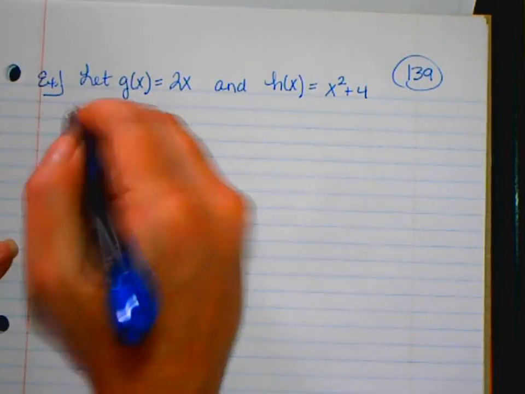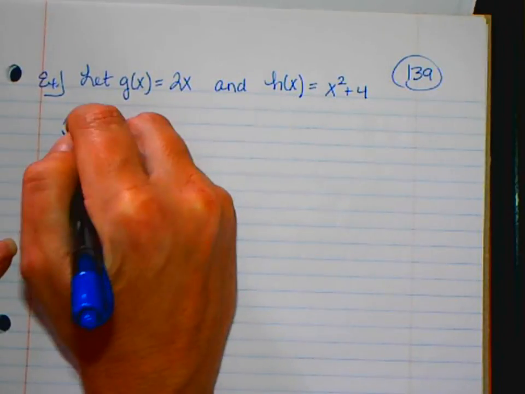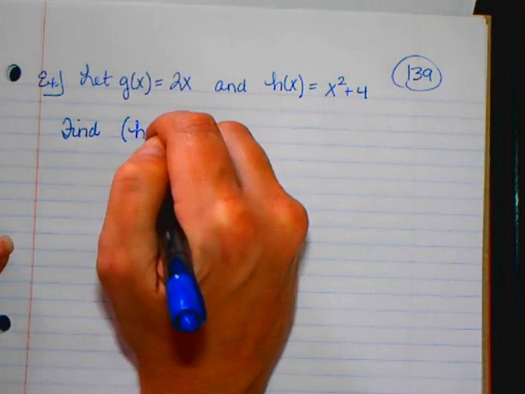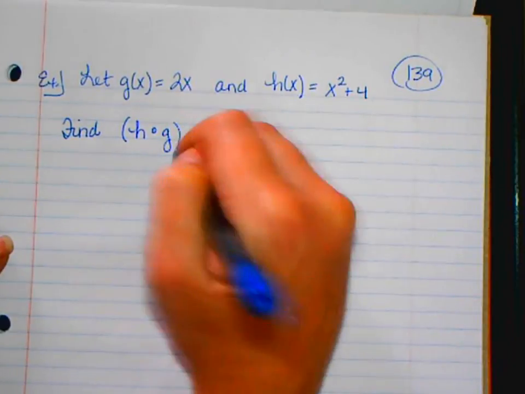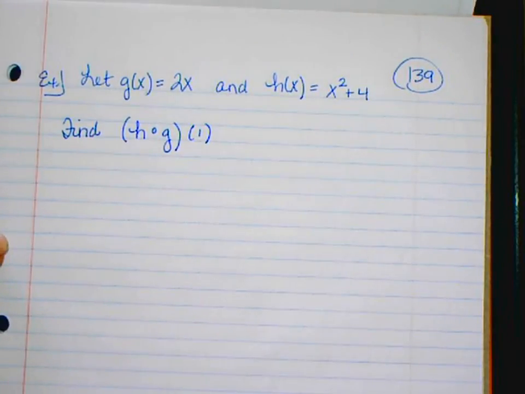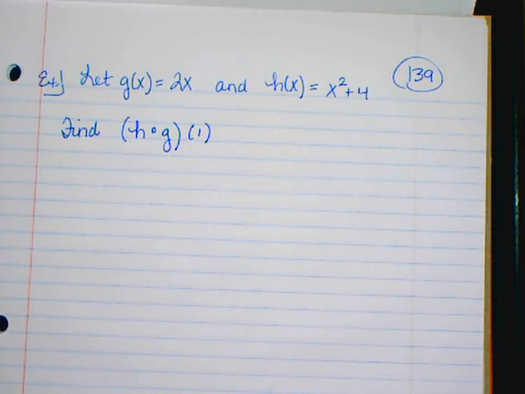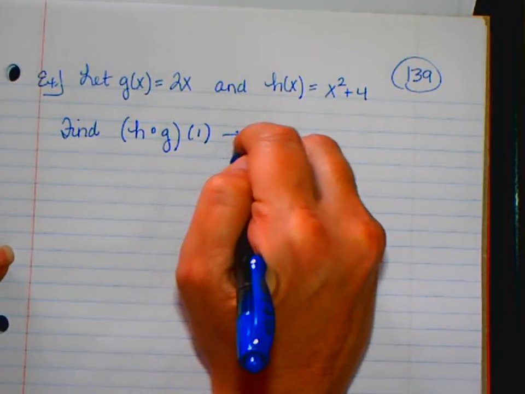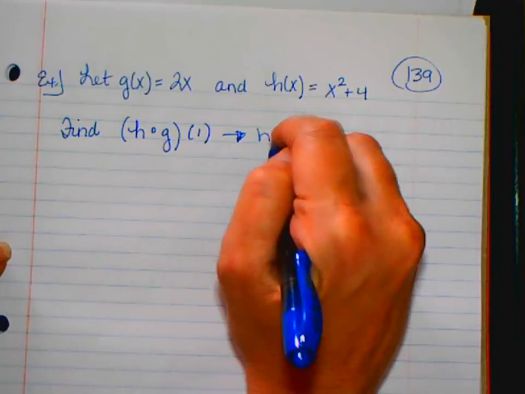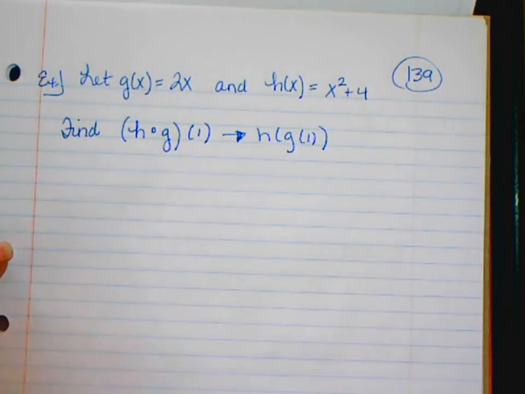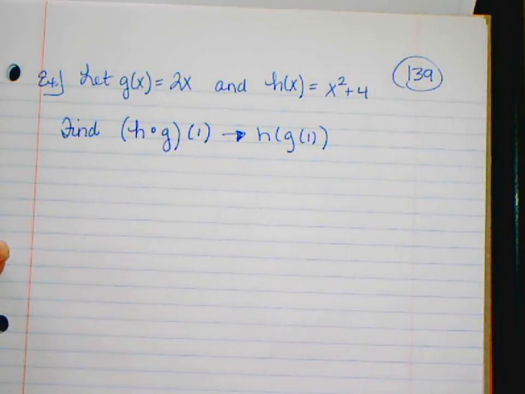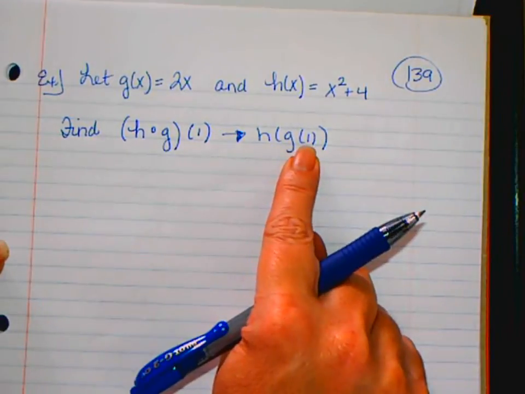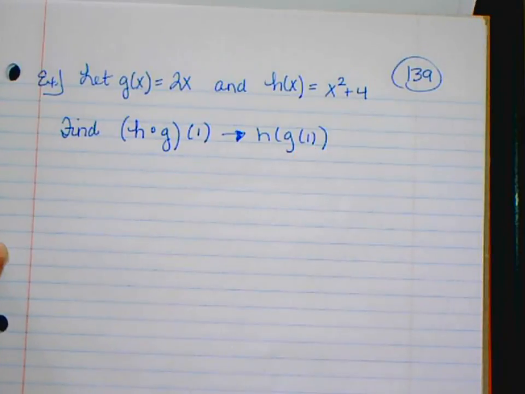And my question says, find h of g of 1. That's not hog. It's h of g of 1. Of course, I'm going to rewrite it. Just my preference. You don't have to do that. To me, when I write it like that, it just is more logical that you're evaluating function g first. You know what I mean?